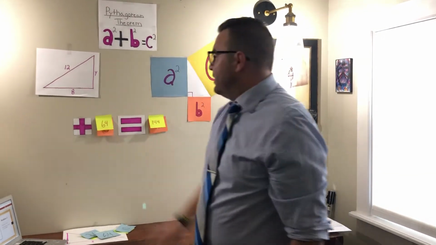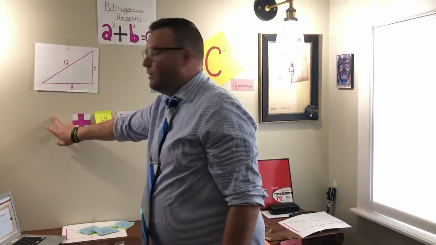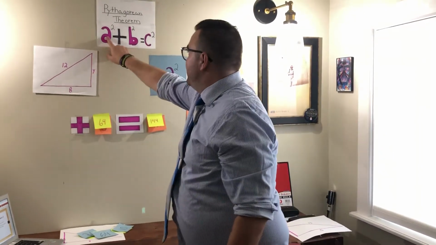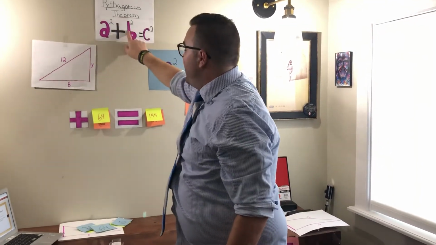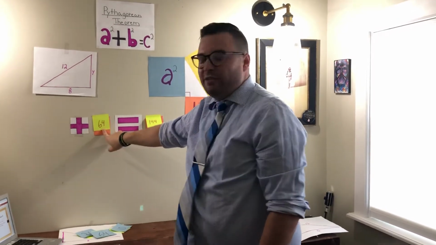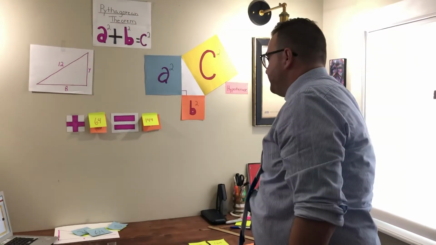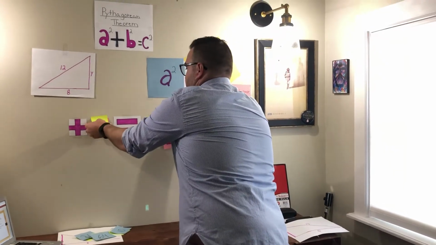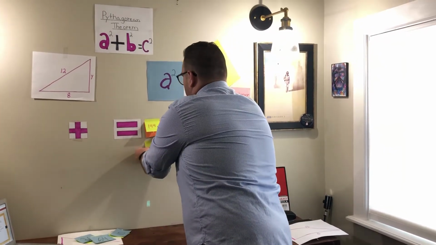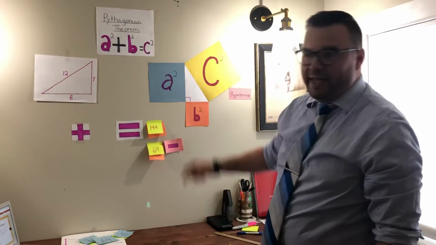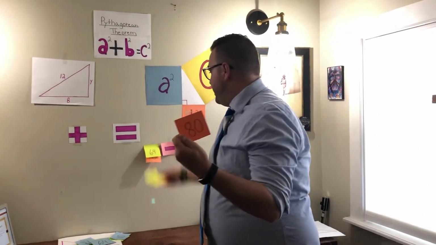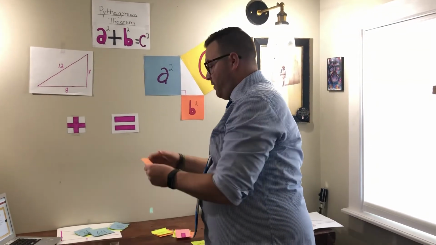So right now, you're just like, how do we figure out A squared? Well, we have to get A squared by itself, right? We have to take this and get it by itself. So that means we're going to take B squared, right here, 64, and subtract it from the C squared. So we're going to move the 64 and put it right under here. And that's going to equal 80. 80, right here, is going to be our answer.